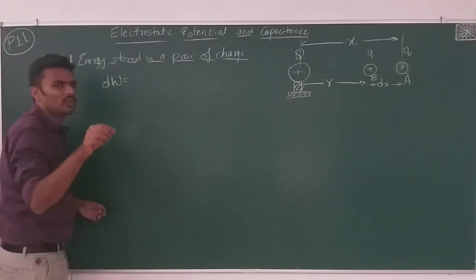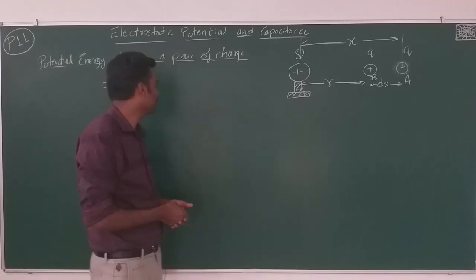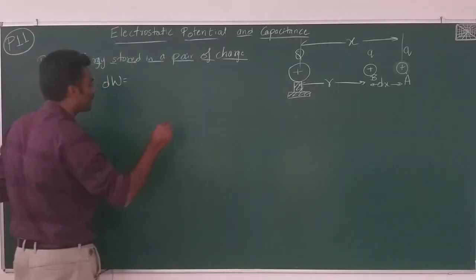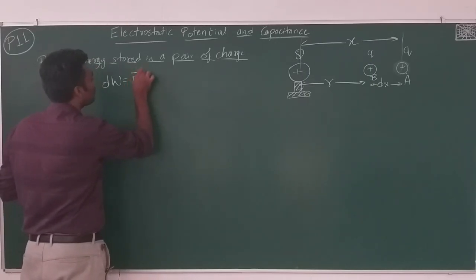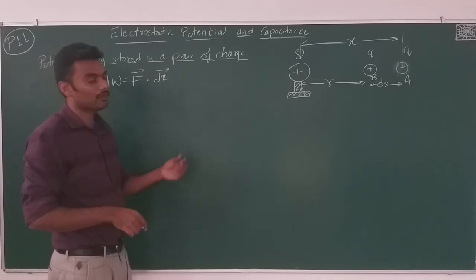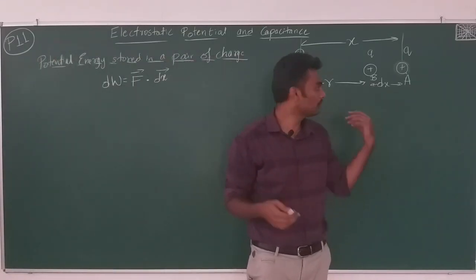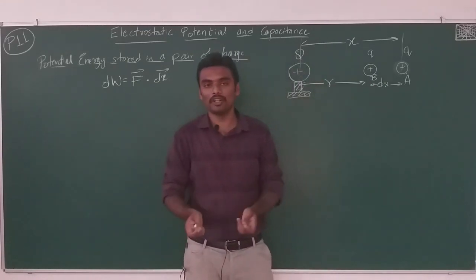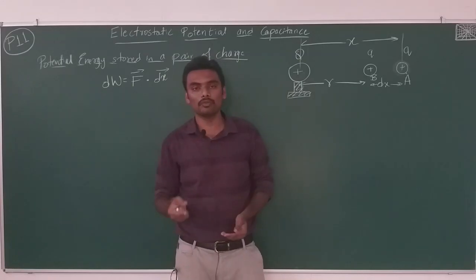So what is W? Work done W is equal to force into displacement. That's simply in scalar form, but both force and displacement are vectors. That makes F dot dx, where F is the electrostatic force, which is not varying during this small transition, and dx is the small displacement. The dot product of those two gives us the small work dW.